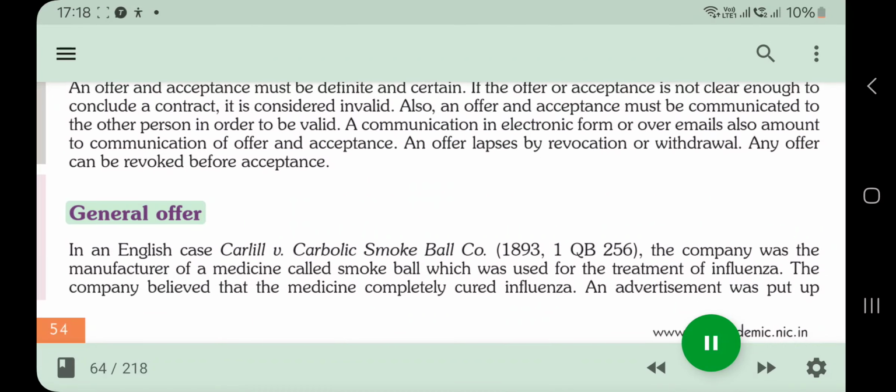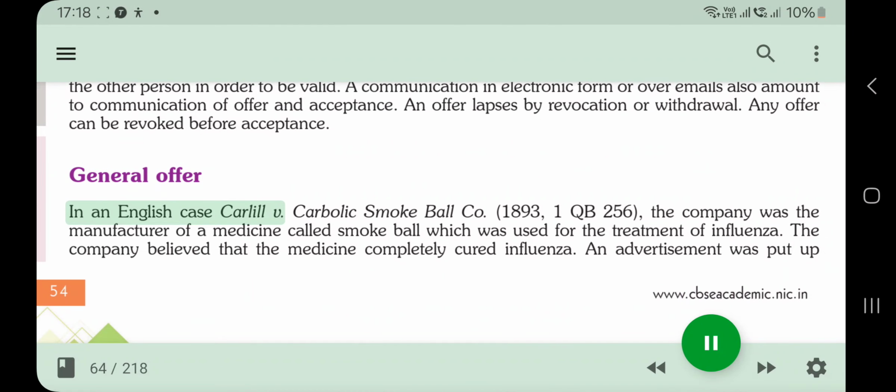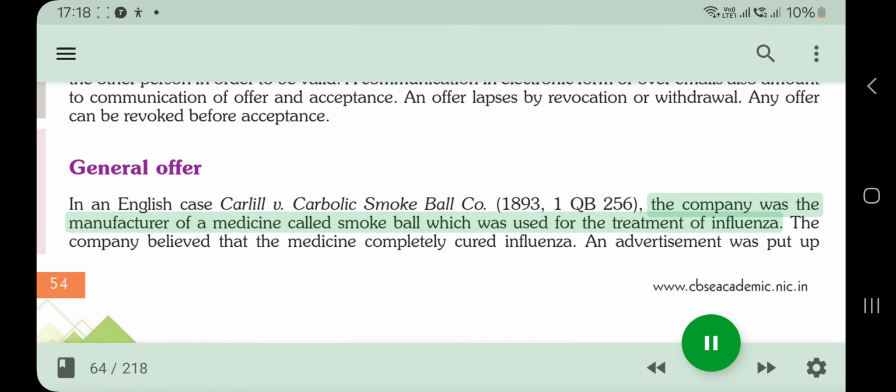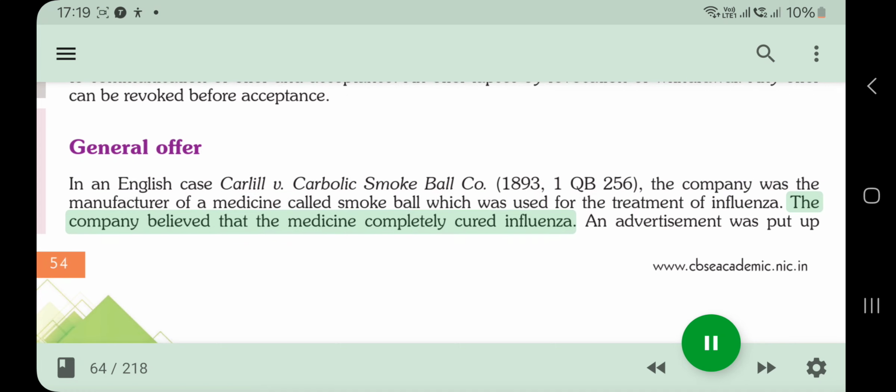General offer. In an English case, Carlill vs. Carbolic Smoke Ball Company, 1893, 1 QB 256, the company was the manufacturer of a medicine called smoke ball which was used for the treatment of influenza. The company believed that the medicine completely cured influenza.